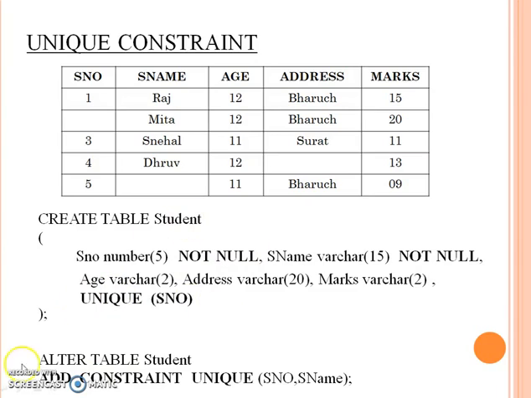This was about the time of creation, but if my table has already been created, I can alter it by adding a constraint to my existing table. That will be done using an alter statement. Alter table, my table name is student. Add constraint, and the constraint I want to add to the table is unique. If I have to make two columns for a table unique, I would write the column names separated with a comma.